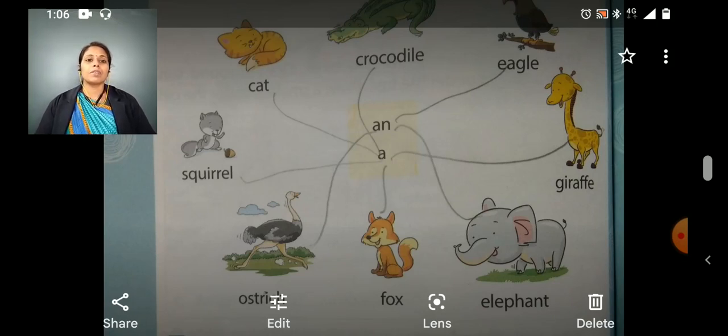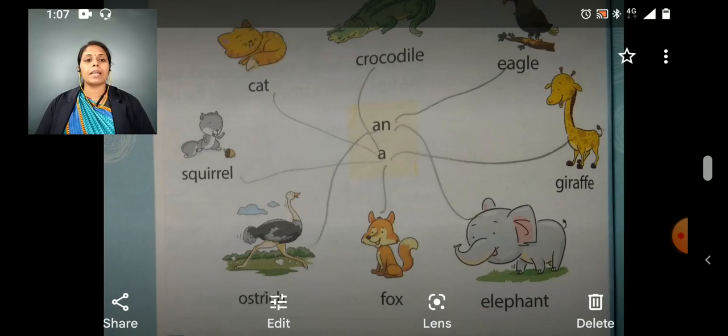So the first one is crocodile. In crocodile the first letter is C, and C is a consonant letter, so we can say a crocodile. Next, eagle. The first letter of eagle is E, so we can use an eagle. Next you can see giraffe. The first letter of giraffe starts from G, so here we can use a giraffe.